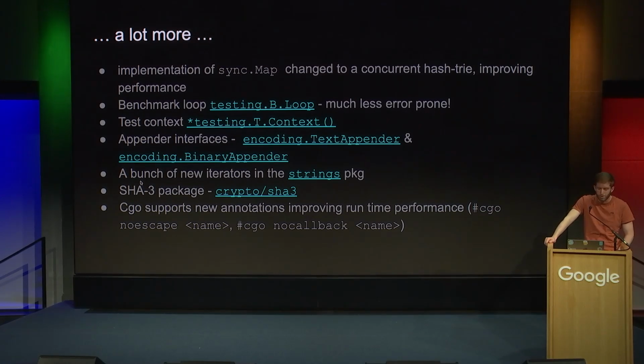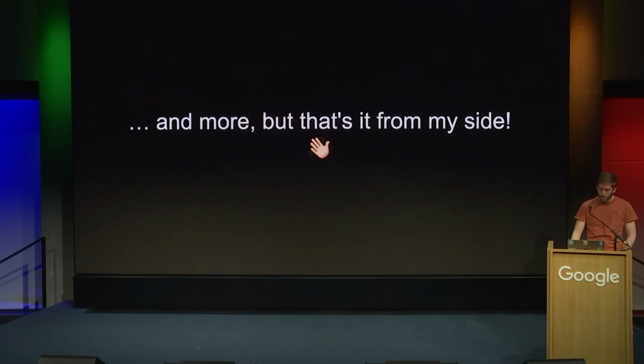And for the people that use cgo, there are some new annotations that can improve runtime performance. I don't know if somebody's even using cgo or these kinds of annotations, but there are basically two new hints to tell the Go compiler that this function will not escape or will not call back into other Go code. So it just helps the compiler to optimize your code more if you use these annotations. And yeah, there's even more.